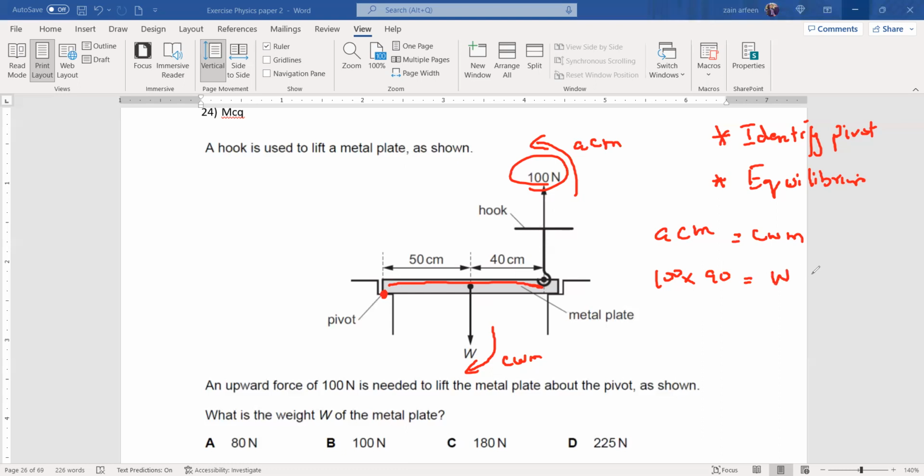which we don't know, multiplied by distance from the pivot, it is causing a clockwise rotation. So the distance from the pivot is 50. So it will be 100 times 90 divided by 50. So when we simplify, 0 will cancel with 0. 9 multiplied by 100, 900. And then it is 900 divided by 5, which is equal to 180 Newton. So C will be the right answer.